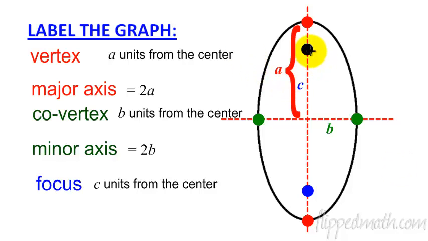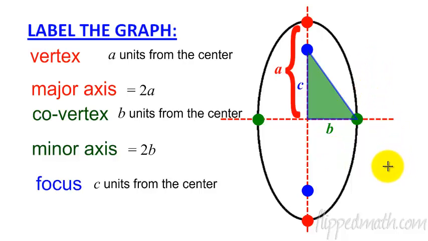So you see here I've labeled a couple foci. The distance here to here is C units. So what we can do is draw a line from the focus to the center, draw a line from the center to one of the covertices, and then if you connect that, you can see here we have this triangle.